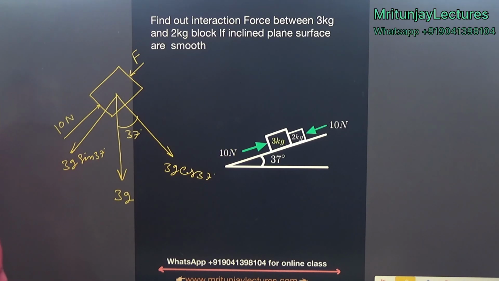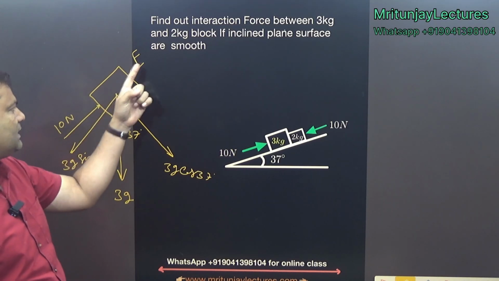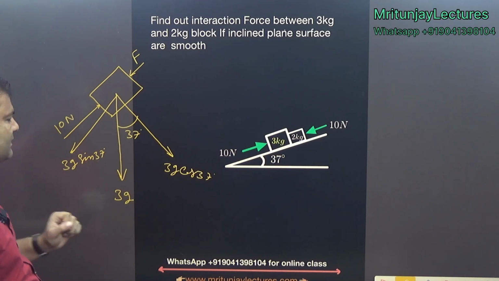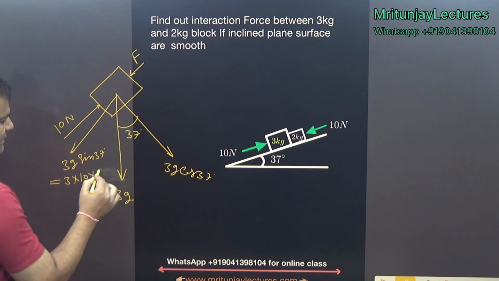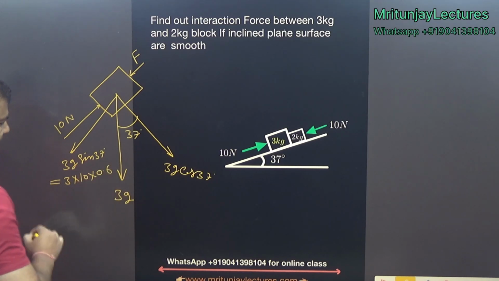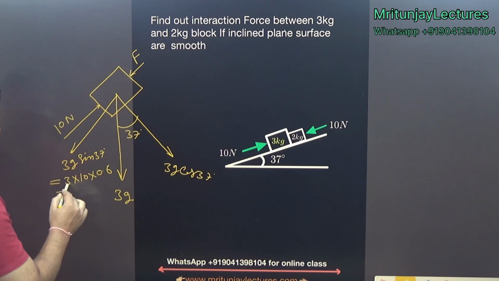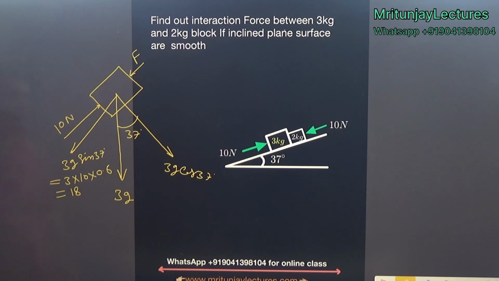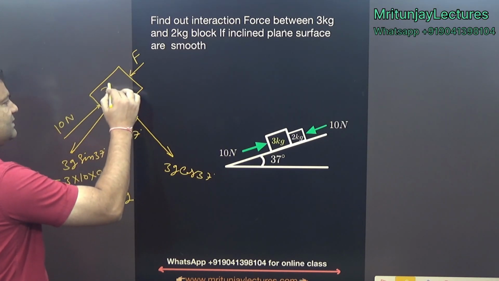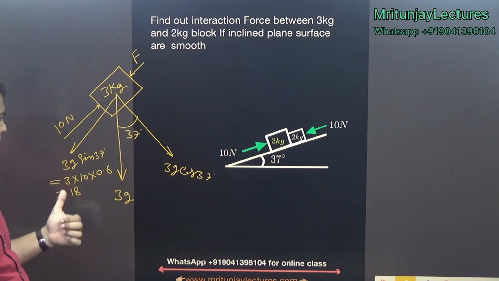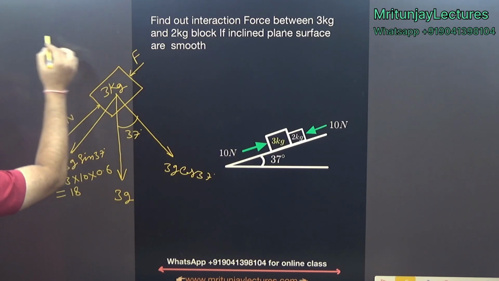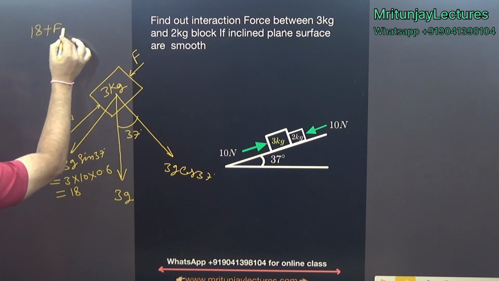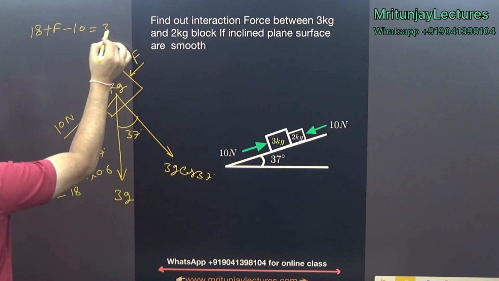And now look here, here 10 Newton, here F, and here 3g sine 37. If g is equal to 10, then 3 into 10 into sine 37, which is 0.6, so 3 into 6, that is 18 Newton. Now in this direction, that is the 3 kg block, the total force is 18 Newton plus F. So according to Newton's second law, 18 plus F minus 10 is equal to 3 into A, equation number 1.